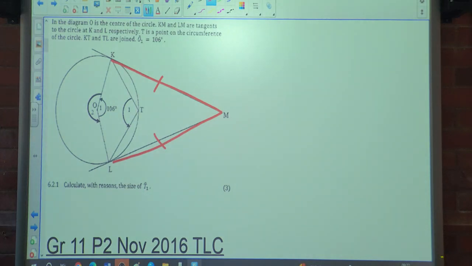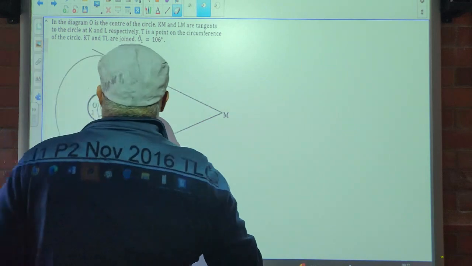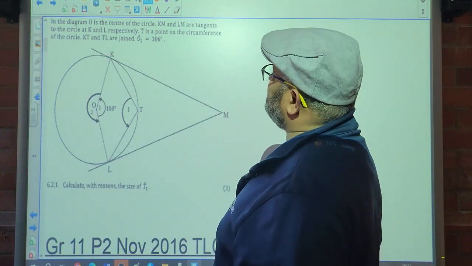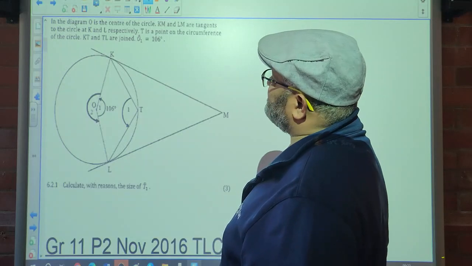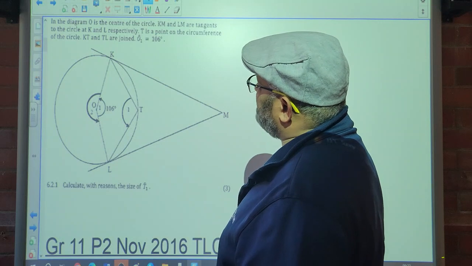Tangents from an external point to a common point. Okay. A tangent to the circle at K and L respectively. T is the point on the circumference of the circle. KT and LT are joined.